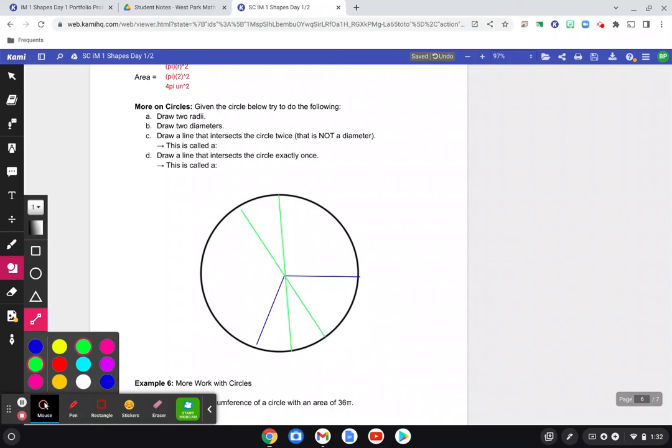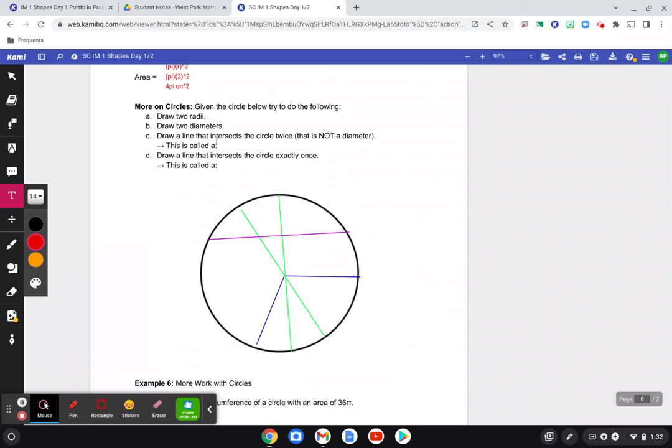We also have part C here, draw a line that intersects the circle twice but is not a diameter. So that would look something like this. Let me do it in purple. Okay, that would be something like that, right? So that connects 2 points on the circle, but it doesn't go through the center. This right here is what's known as a chord. So technically the diameter, the green lines are also chords, but that purple line is a chord that is not a diameter, okay?